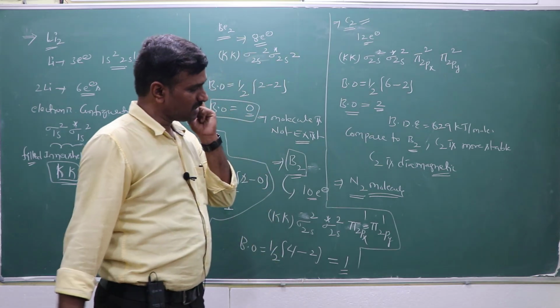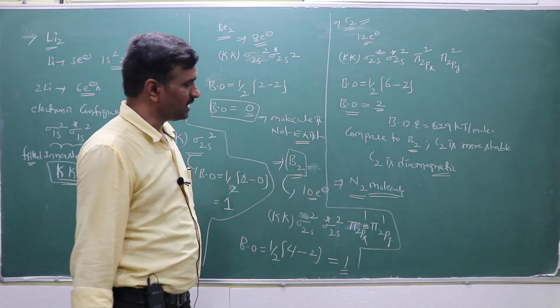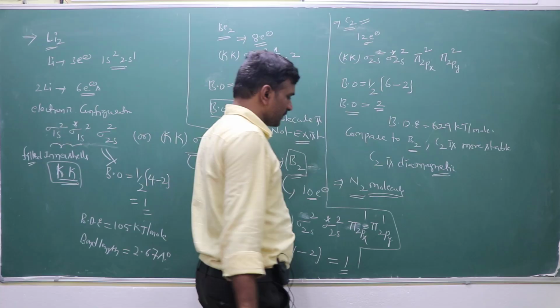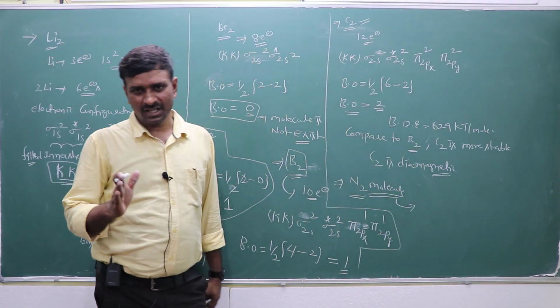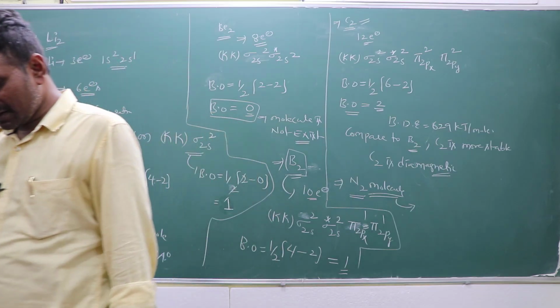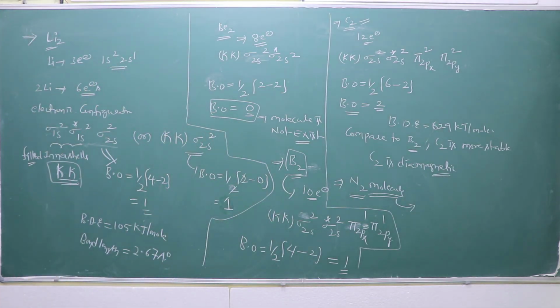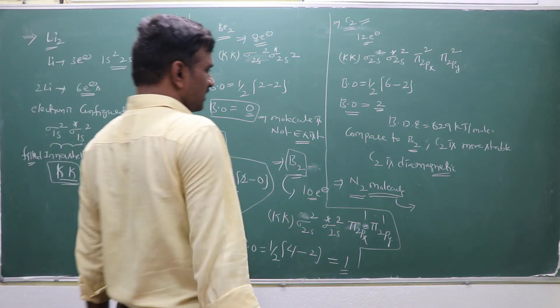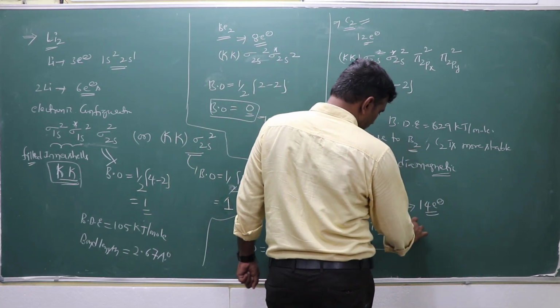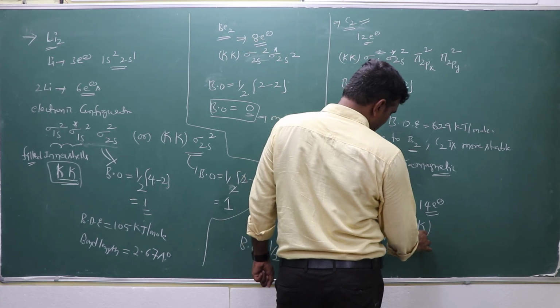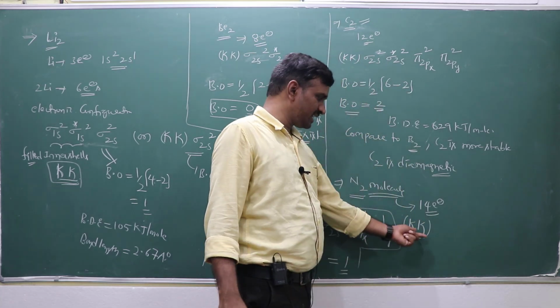In the second row elements of the periodic table, homonuclear diatomic molecules, take the case of N2. One nitrogen atom has atomic number 7, that means 7 electrons. Total is how many electrons? 14 electrons. Out of these 14, the inner shell is filled, that means 4 electrons are completed in the KK, sigma 1s2, sigma star 1s2.